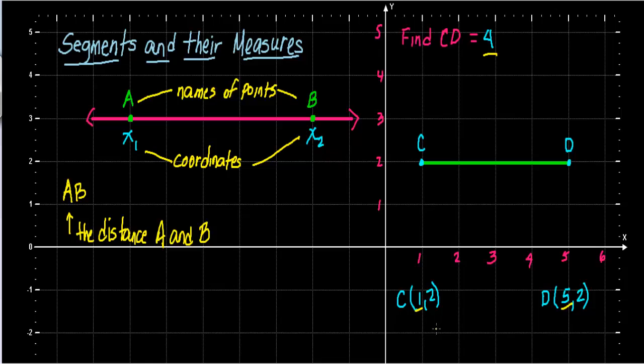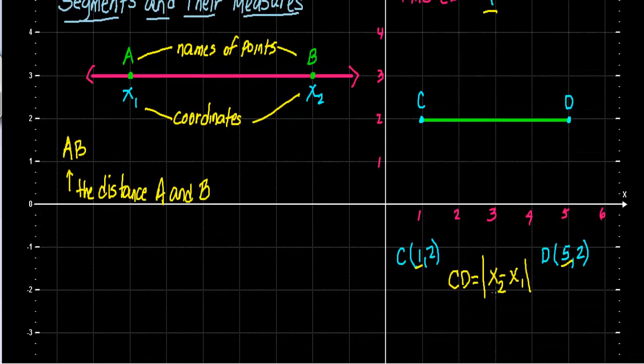If you're going to subtract, then there's a formula to find the distance. CD is equal to the absolute value of x sub 2 minus x sub 1. Okay? And notice that when I say x sub 2, that would be this coordinate here, and x sub 1 would be this one. And x sub 2 we already said is 5. So I would substitute x sub 2 for 5 minus x sub 1, which we said was 1, which is the x coordinate of point C.